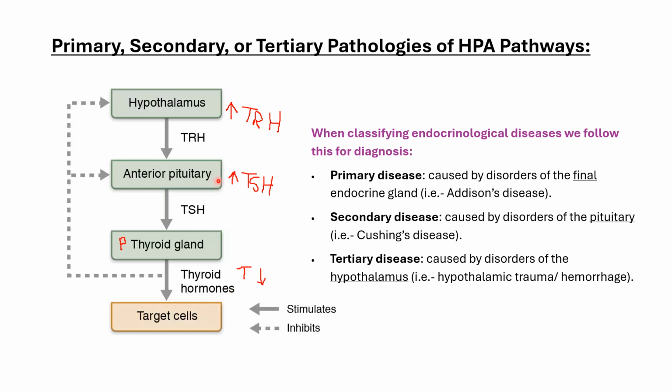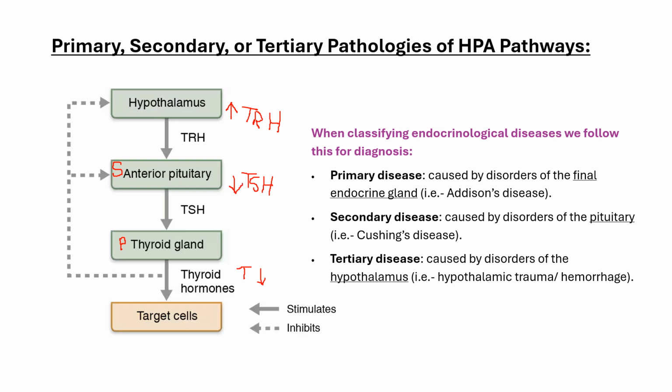Now just imagine that the problem is at this level, at the level of the anterior pituitary. We call this secondary disease. Let me put an S over here. So we have a secondary disease. Now what will happen? It means that the anterior pituitary is not able to make thyroid stimulating hormone. Although we have this TRH coming, the anterior pituitary is not able to make thyroid stimulating hormone. So now this is the profile we are getting.